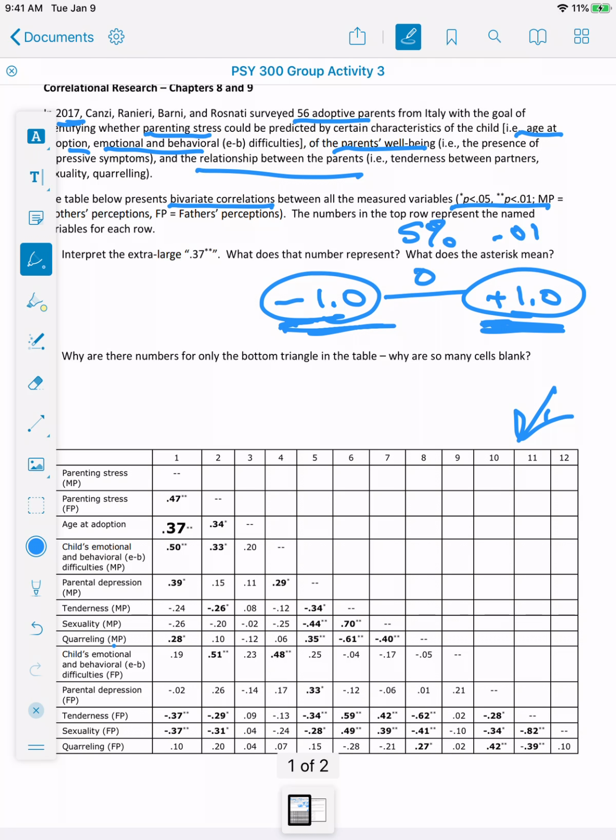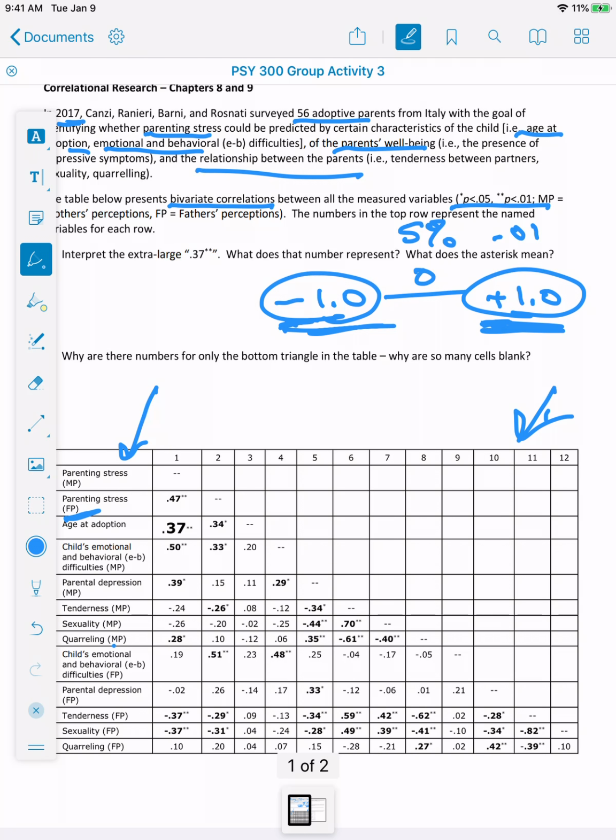What I have at the bottom of this is a table that's reproduced from the PDF of this research article. The PDF is available on Canvas if you'd like to see the original table. I've simplified it a little bit, but in general what's happening is each of the measures that we're interested in has its own row. So the parenting stress as measured by mom, that's MP. Parenting stress as presented by dad, that's FP. In other words, that's the father's self-rating of his stress and the mother's self-rating of her stress.